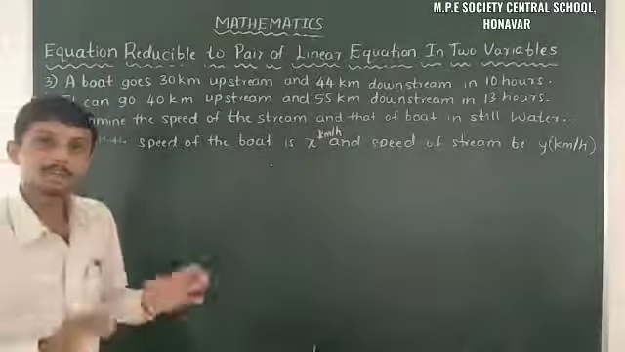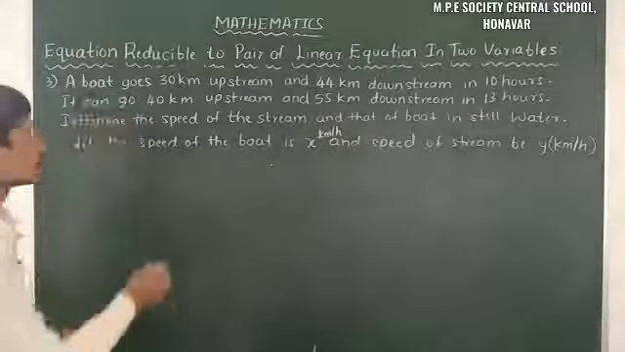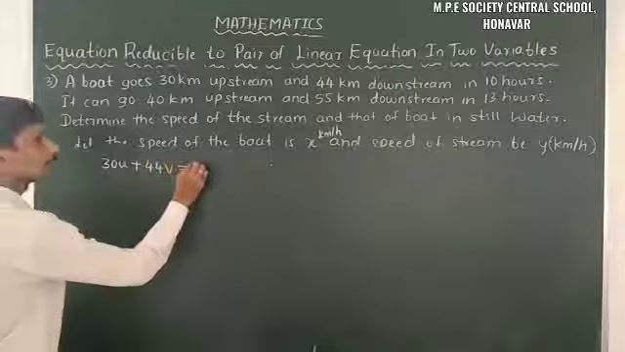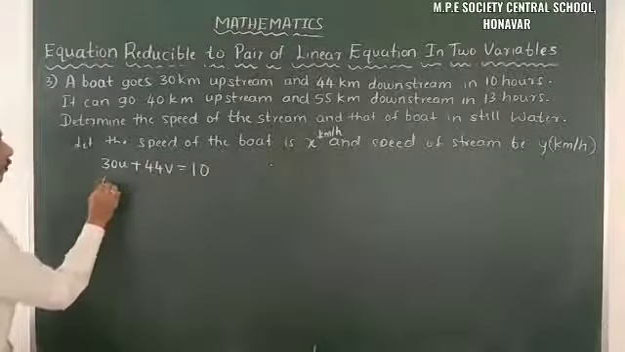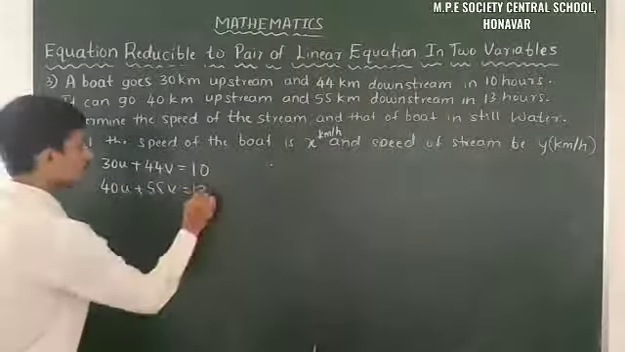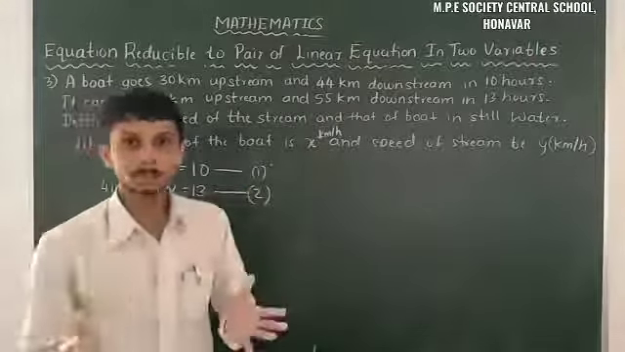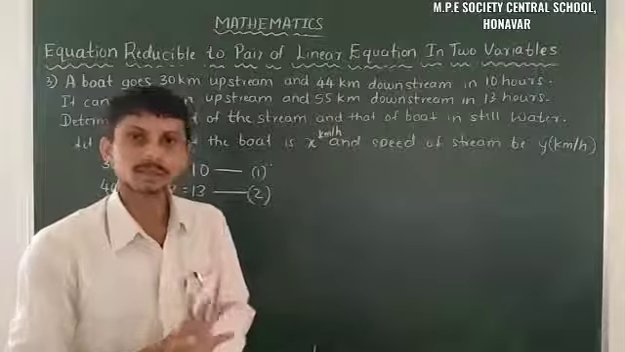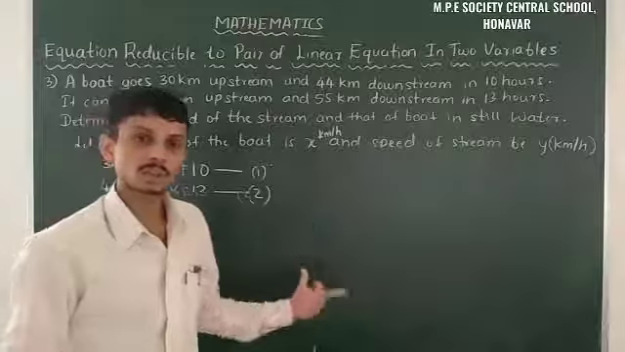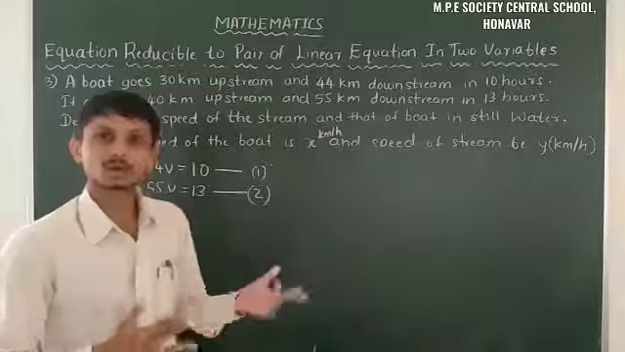So here it is converted into a pair of linear equations in two variables. What are those? That is 30u plus 44v is equal to 10 and 40u plus 55v is equal to 13. This is equation number 1 and this is equation number 2. Here you can take any method, whether substitution, elimination or cross multiplication method, to solve this. I will take the elimination method. It is easier for me to solve.